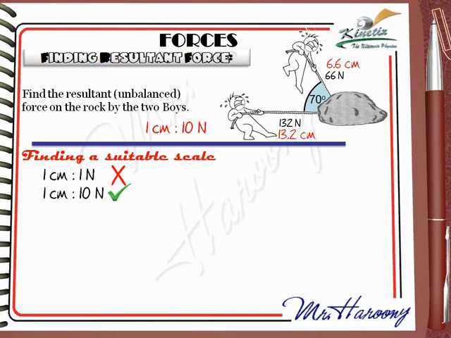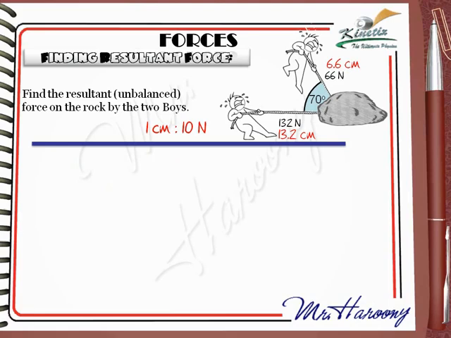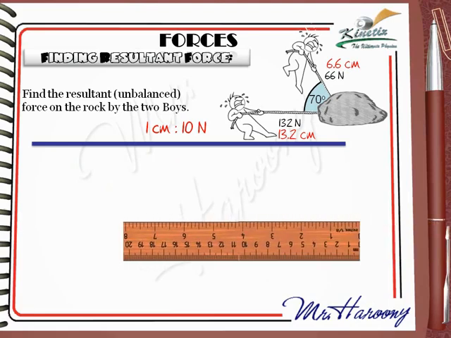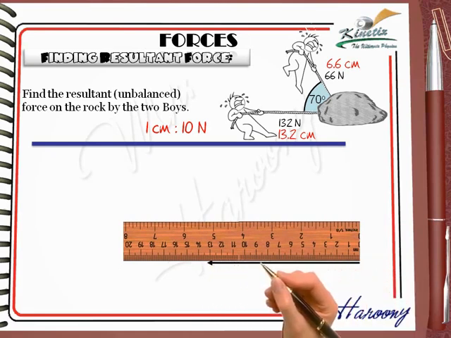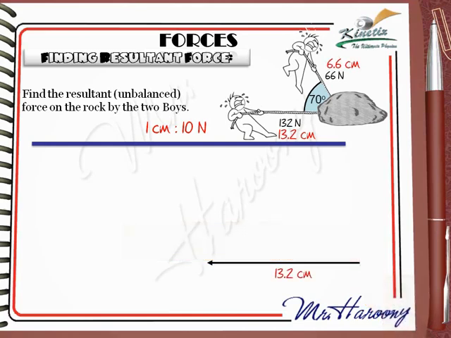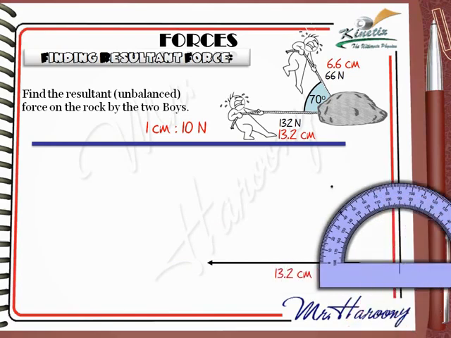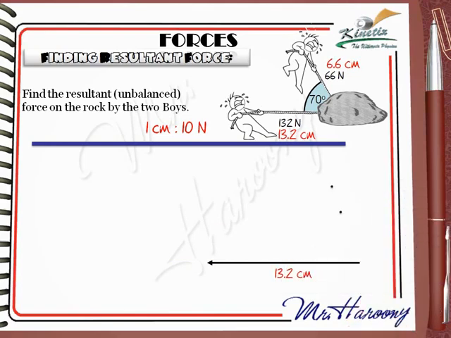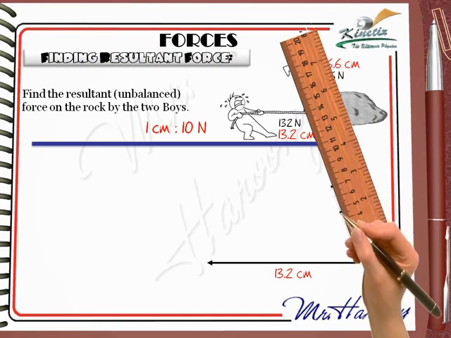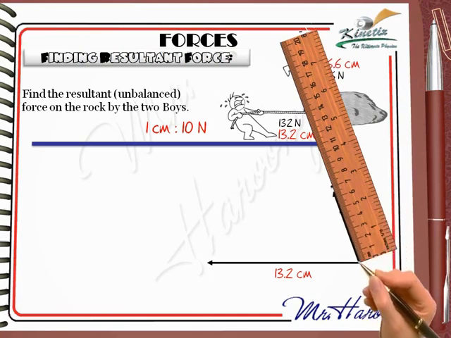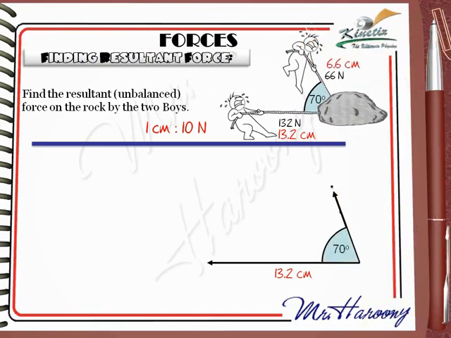Our reference line that we will choose to start our force diagram will be the horizontal force 132 newtons. Bring the ruler and using your sharp pencil draw a line of 13.2 centimeters long. Now use your protractor to measure the angle, which is 70 degrees. Now again, get the ruler and draw the second force represented by 6.6 centimeters, keeping the 70 degrees angle between the two arrows.